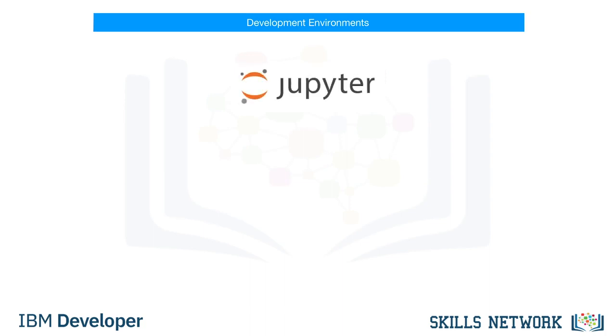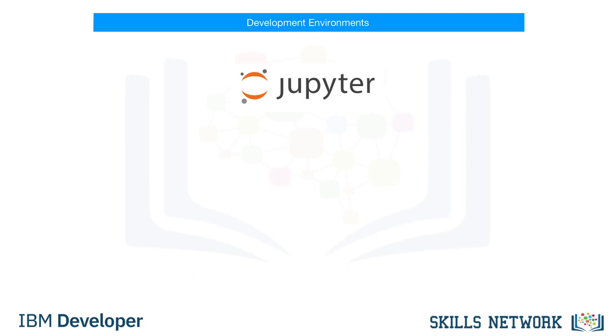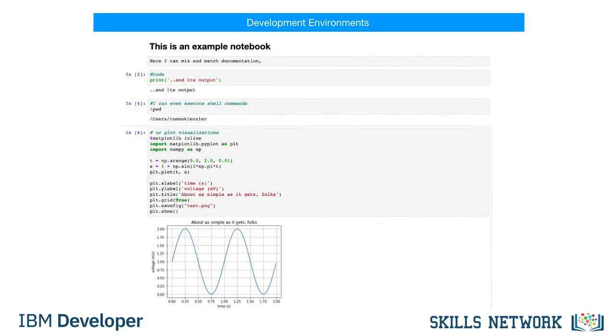Jupyter first emerged as a tool for interactive Python programming. It now supports more than 100 different programming languages through kernels. Kernels shouldn't be confused with operating system kernels. Jupyter kernels are encapsulating the different interactive interpreters for the different programming languages. A key property of Jupyter Notebooks is the ability to unify documentation, code, output from the code, shell commands, and visualizations into a single document.